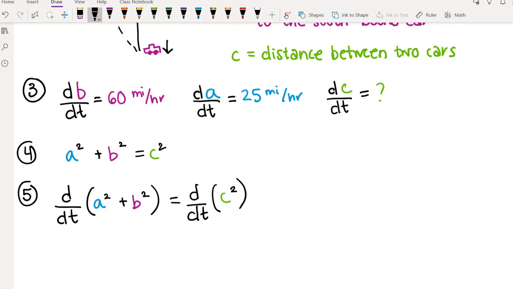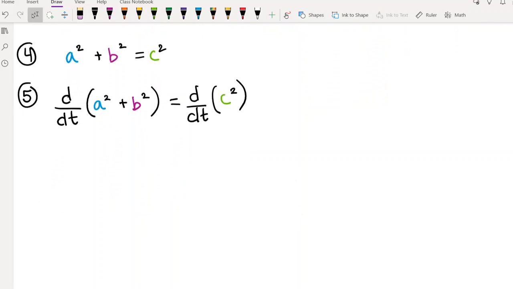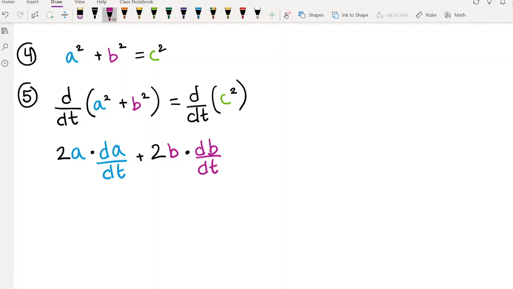When we're taking the derivatives here, we're always first doing the outside part of the derivative. For example, with A squared, that's going to be 2A, because we're using the power rule. Then we have to multiply by the inside derivative, which is dA/dt. So for the first one we get 2A times dA/dt. For the second part, we get 2 times B times dB/dt. And on the right-hand side, similarly, we get 2 times C times dC/dt.